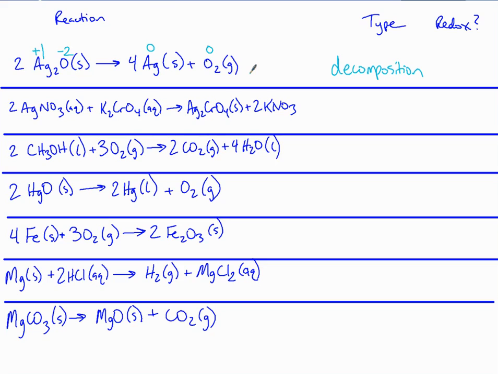For instance, silver goes from a +1 to a 0. Is it redox? Yes, the oxidation numbers are changing. Same thing with oxygen. It has an oxidation state of -2, and then when we see it again, it has an oxidation state of 0.